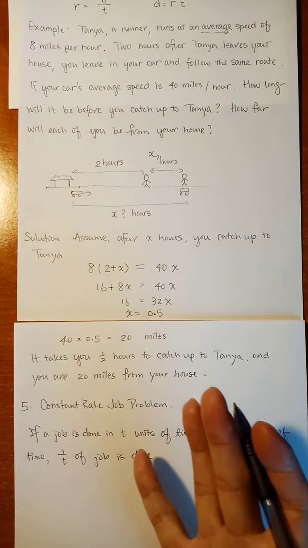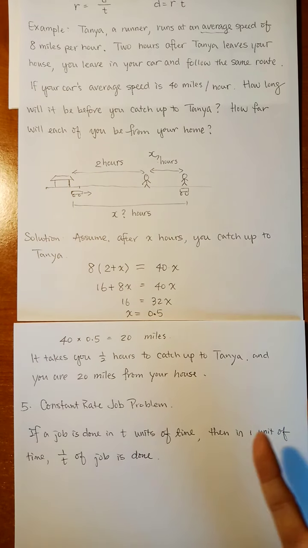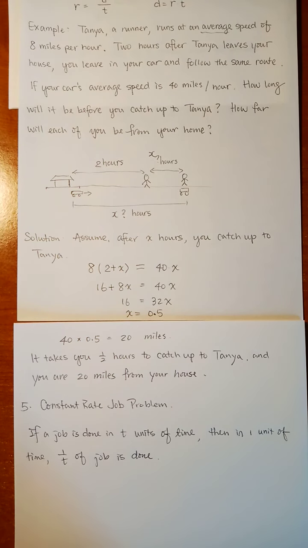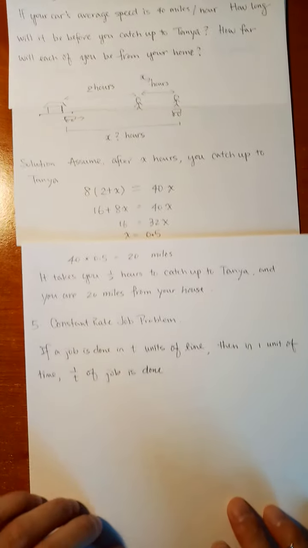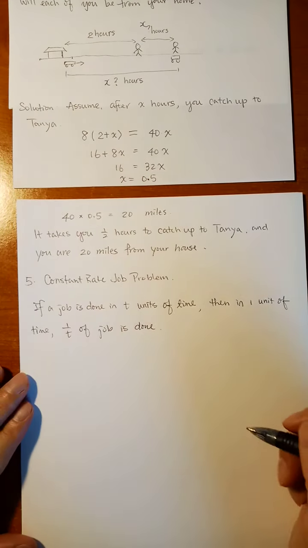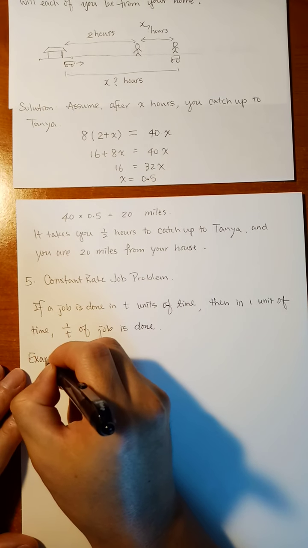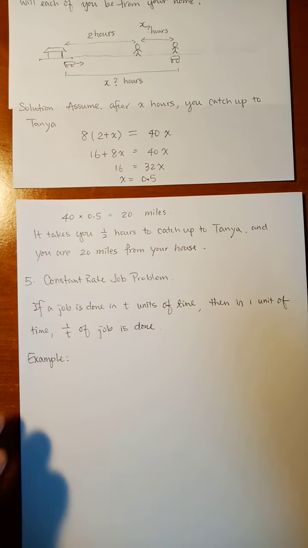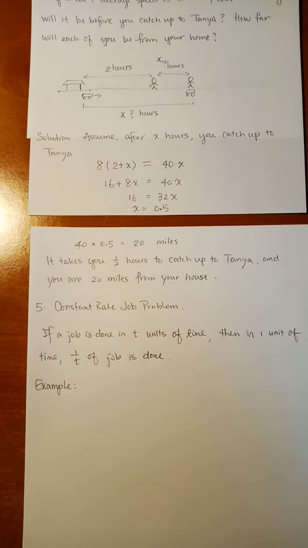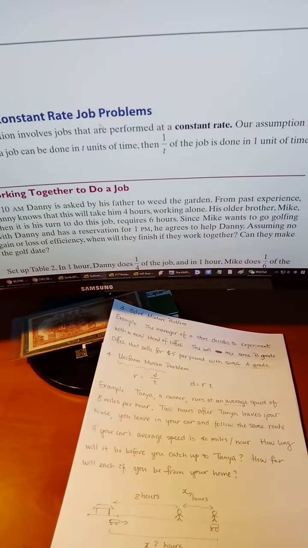So basically it says if you can finish your work in 2 hours, then in 1 hour you can only finish half of your work, right? Half, 1 over 2. 2 hours, 1. Then 1 hour, 1 over 2. All right? Okay, so that's the job stuff. Now let's see the exercise. This is a long problem. Okay, let's see what the problem is.